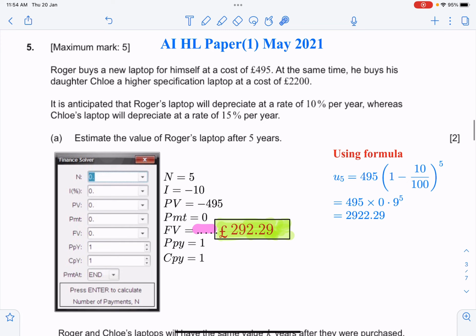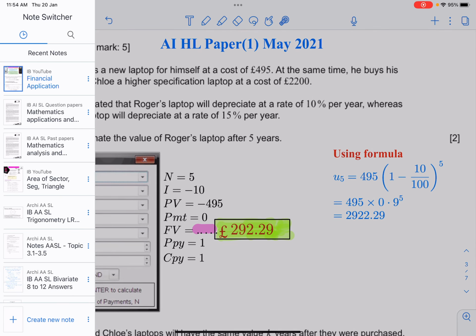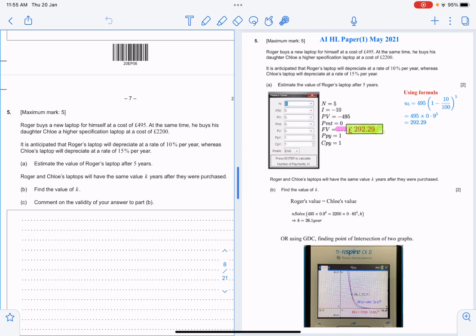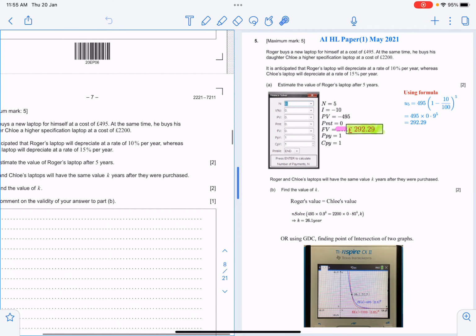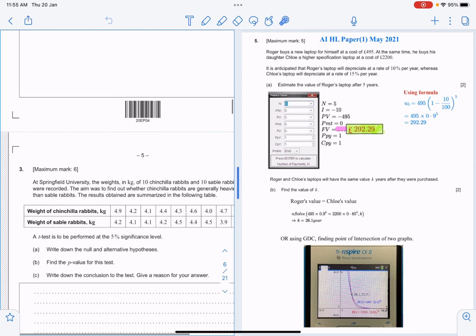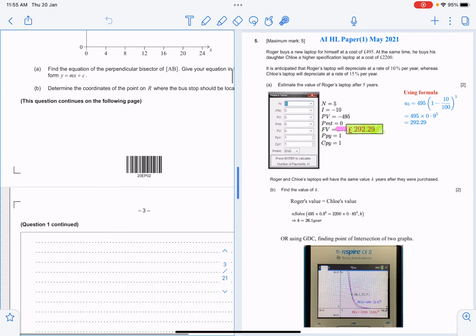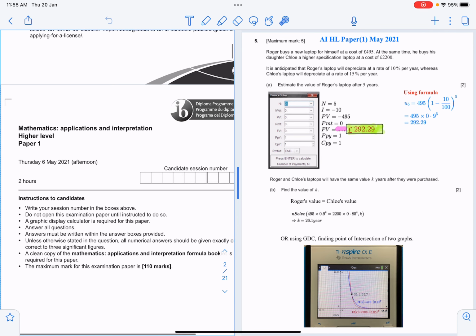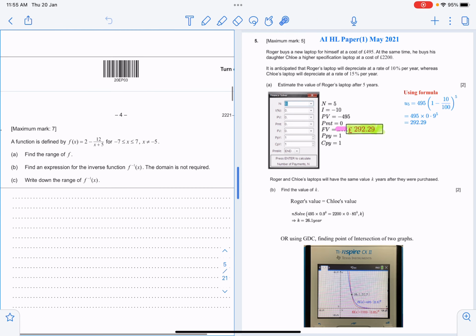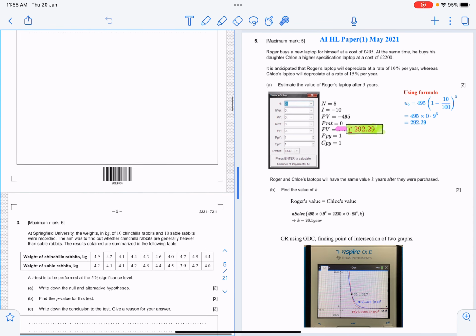This question I have selected from the AIHL 2021 paper. So look here, I'll show you in the question paper also. Yeah, this is question number 5. This question was for 5 marks in total. Yeah, so this is from 2021 May, I think 6th May. Yeah, Thursday 6 May 2021. Okay, so some other time, I'm going to solve all these questions.